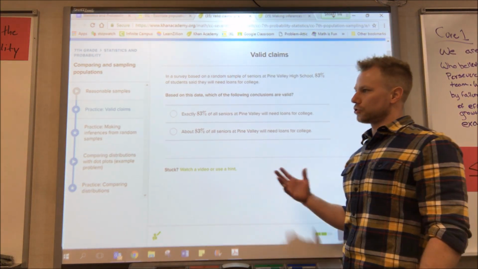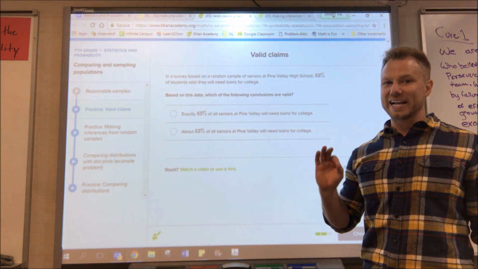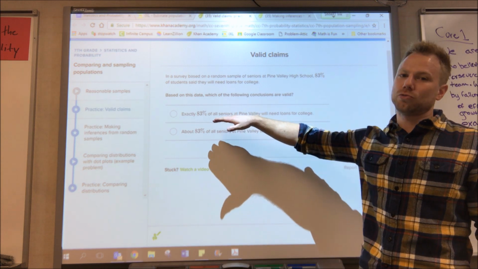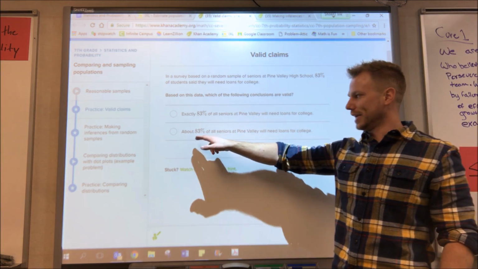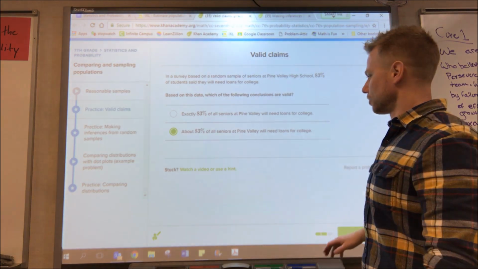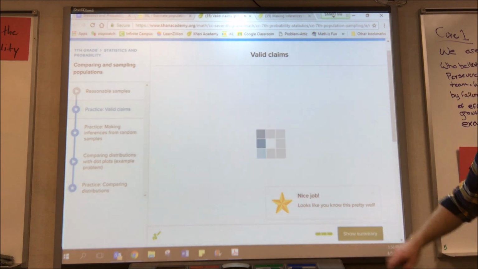Okay, when we do surveys, when we do statistics, those numbers are approximate, they are not exact. So we can't say with certainty exactly 83% will need loans, but we can say about 83%, approximately 83% will need loans. So it would be the second one.